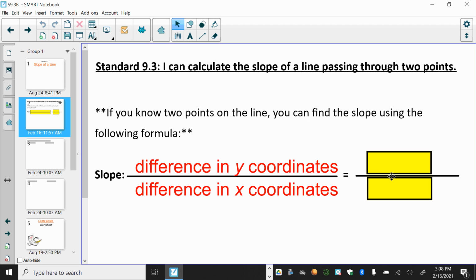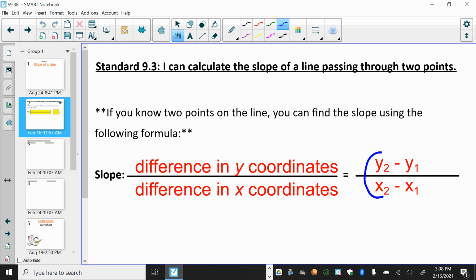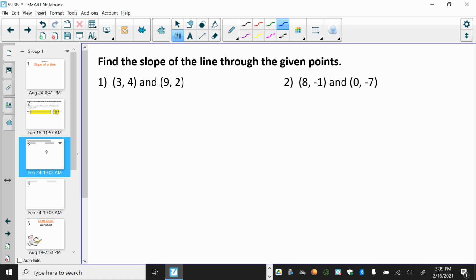We have a formula. You have to use this formula. y2 minus y1 over x2 minus x1. This means the x and y from the second point minus the x and y from the first point. That's why it says 2 and 1. All right, I will model this for you, but I really want you guys to remember that up and down is where they come from the same pair, coordinate pair, okay? So let's take a look.